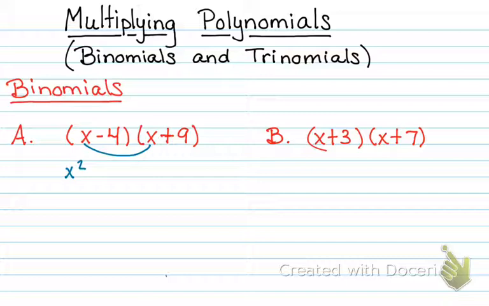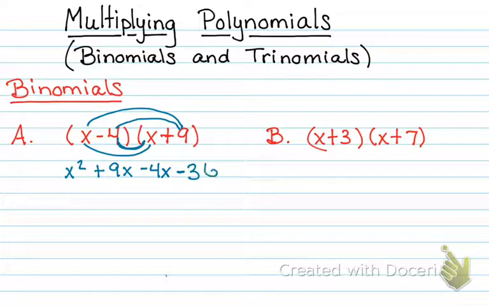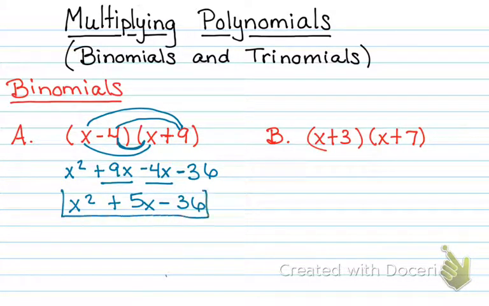Then we're going to do the outside terms, so first term times the last term there, and we have plus 9x. Then we do the inside terms together, so negative 4x, and then the last terms, so we have a negative 36. Then we combine like terms. We notice that we have a positive 9x and a negative 4x, so we end up with x squared plus 5x minus 36. This is already in standard form, and so we are done. That is our answer.